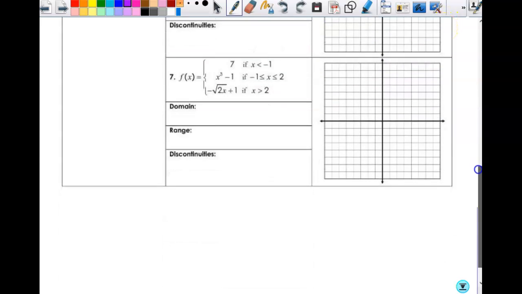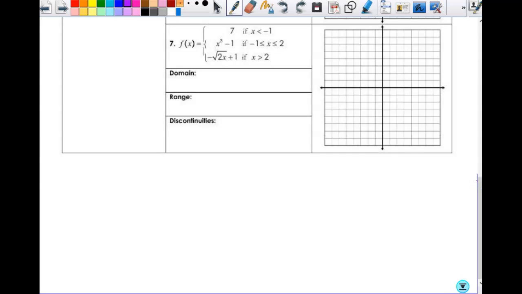All right, we're going to do 7. We're skipping 6. So for 7, this parent function is a linear. Then I have a cubic. And then I have a square root. Okay?